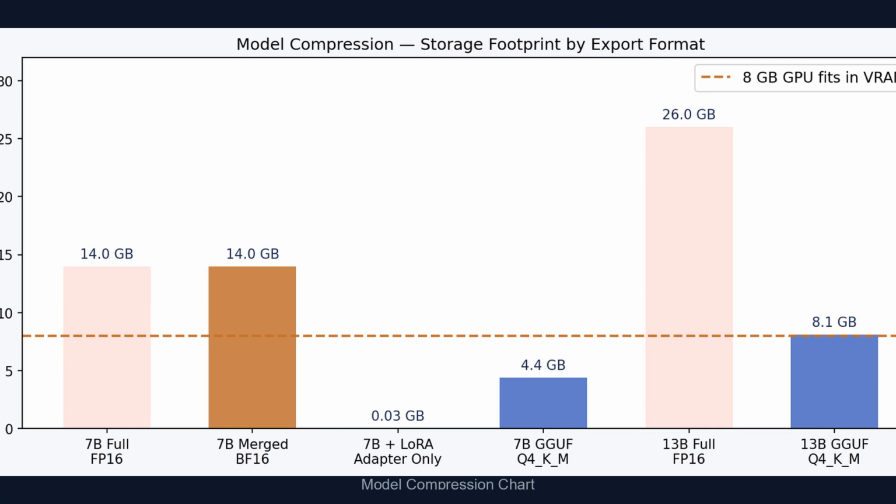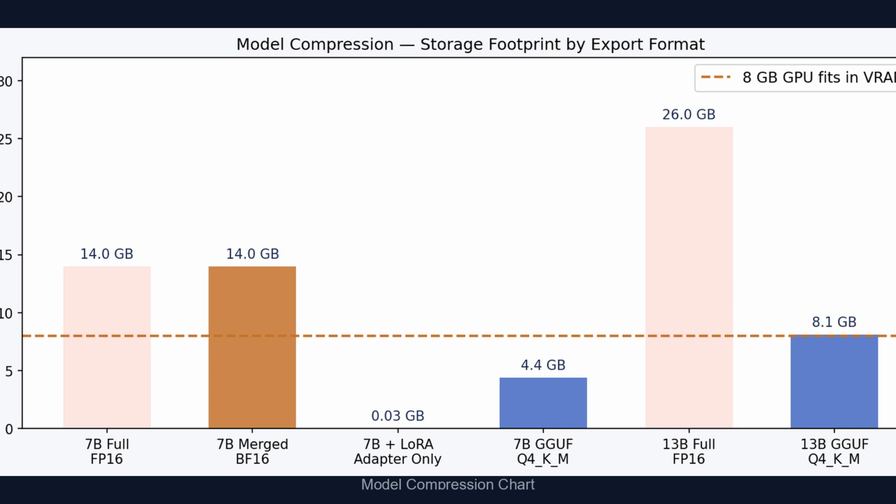This chart makes the storage trade-offs concrete with actual numbers. A full 7B FP16 model and a 7B merged BF16 model both land at 14 gigabytes. That's the cost of full precision. A 7B model with LoRA adapters only drops to 30 megabytes. That's not a typo. That's the power of only saving the delta. The 7B GGUF Q4_K_M sits at 4.4 gigabytes, which is the practical deployment sweet spot.